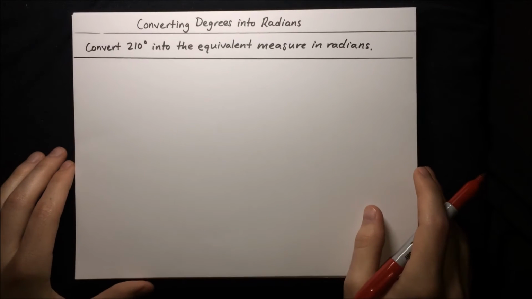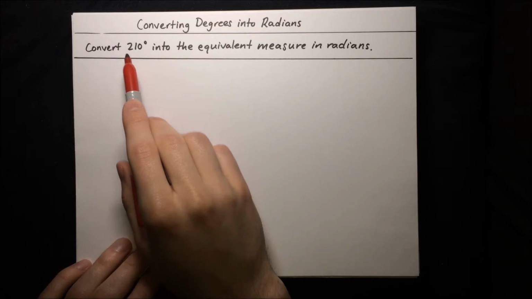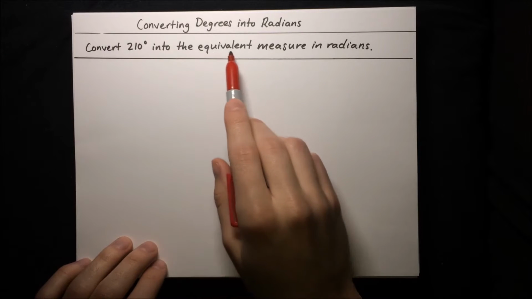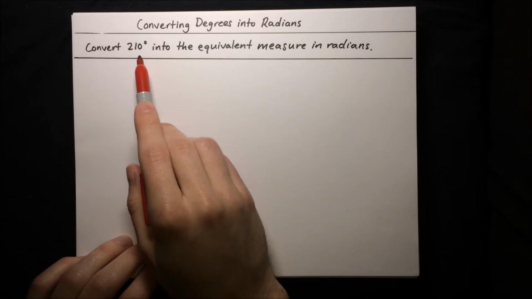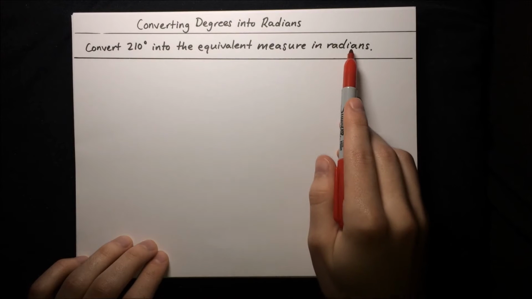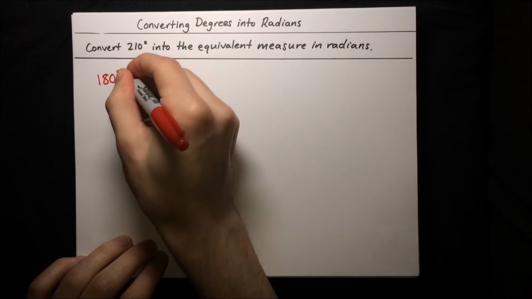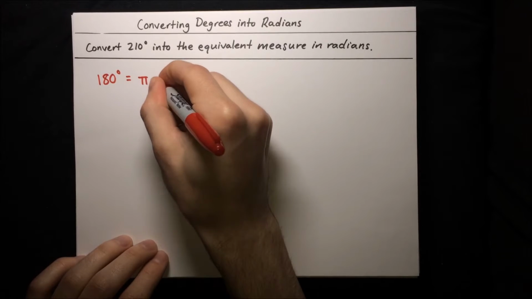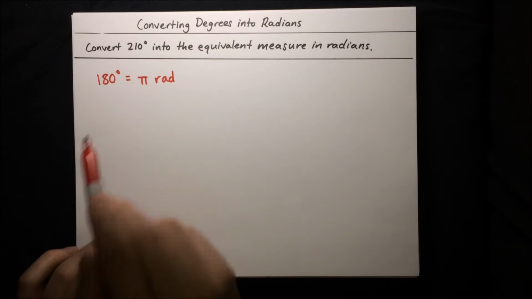In this video, I'm going to show you how to convert degrees into radians. So here we want to convert 210 degrees into the equivalent measure in radians. Before we get into this, let's back up and think, what do we know about the relationship between degrees and radians? Well, we know that 180 degrees is equal to pi radians. That just comes from the unit circle, so it should be really familiar to us by now.